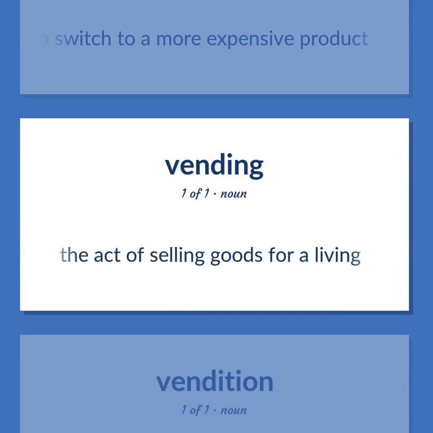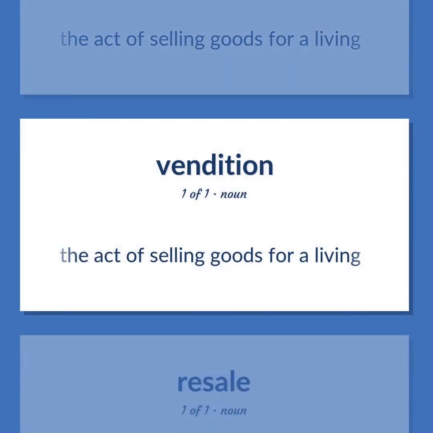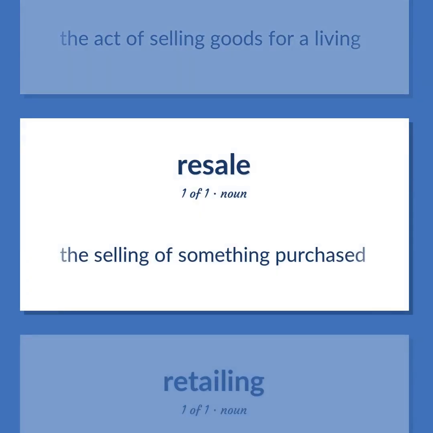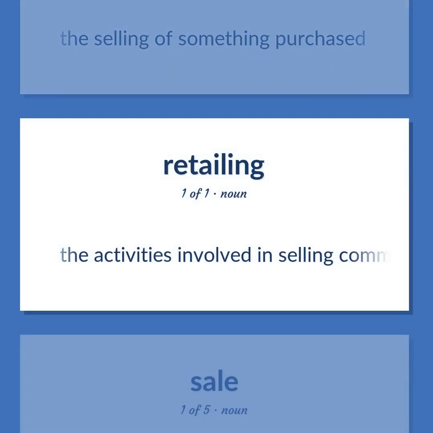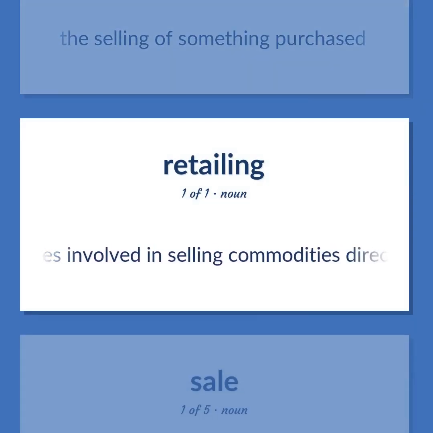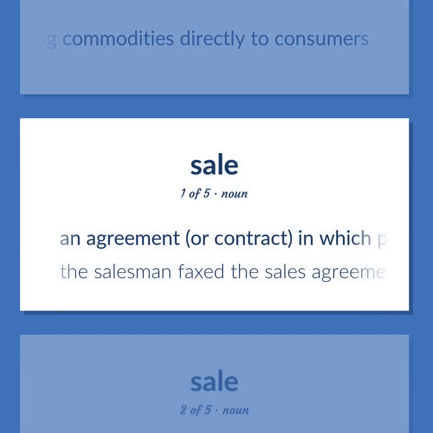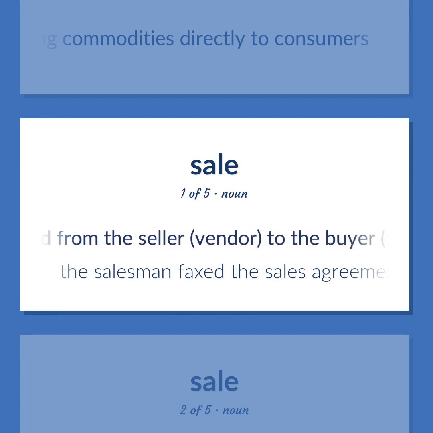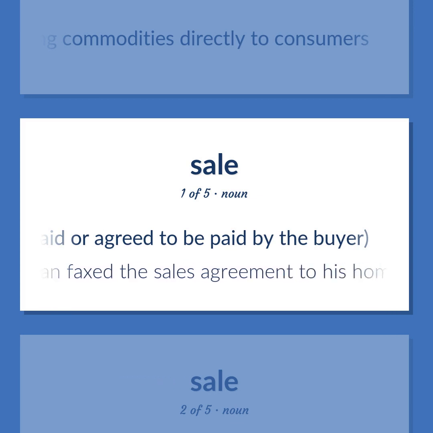The act of selling goods for a living. The selling of something purchased. The activities involved in selling commodities directly to consumers. An agreement, or contract, in which property is transferred from the seller, vendor, to the buyer, vendee, for a fixed price in money, paid or agreed to be paid by the buyer. The salesman faxed the sales agreement to his home office.